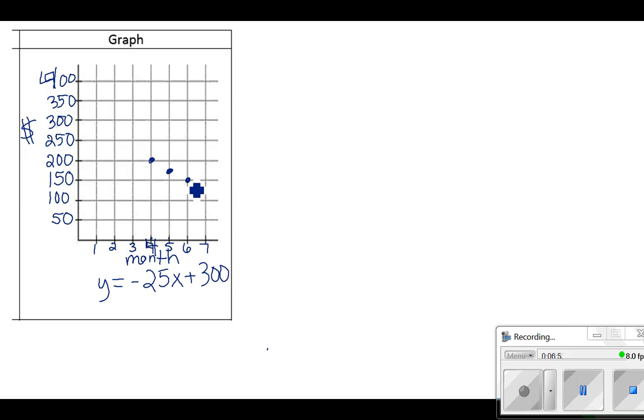Then I can look at my equation and plot the m and the b. The b is 300, so that's my beginning point on the y-axis. And it's going to decrease by 25 over 1. So I'm going to go down 25 over 1, down 25 over 1, down 25 over 1. And then I can go over to the 6 and go down 25 over 1. I can continue to go as long as the graph allows.